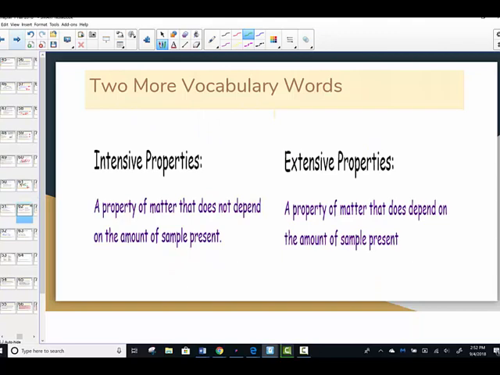Let's talk about intensive and extensive properties and 2 important vocabulary words. Intensive refers to the property of matter that does not depend upon the amount of sample you have, independent of size. Intensive, independent of amount. Extensive, it does depend upon the amount of the sample present. Let me give you some examples to bring meaning to these terms.